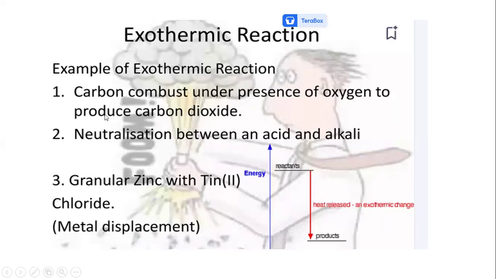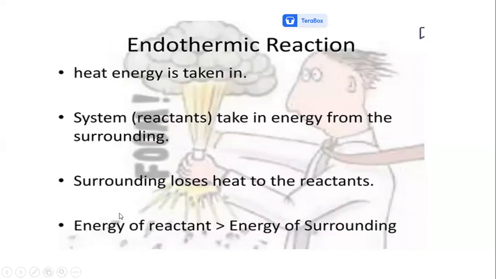Examples of exothermic reactions: carbon combusts, that is combustion in the presence of oxygen to produce carbon dioxide; neutralization between an acid and an alkali; and granular zinc with tin chloride, a metal displacement reaction.